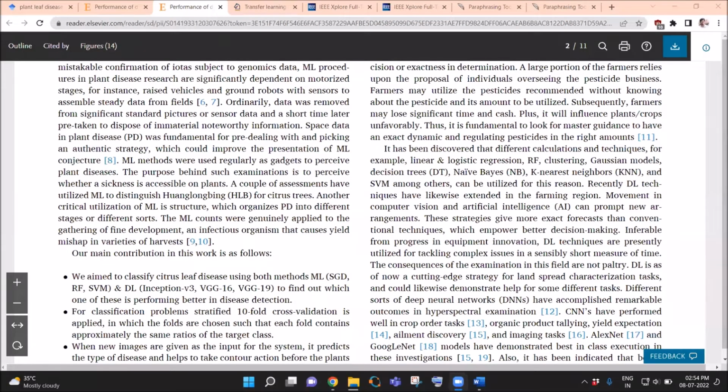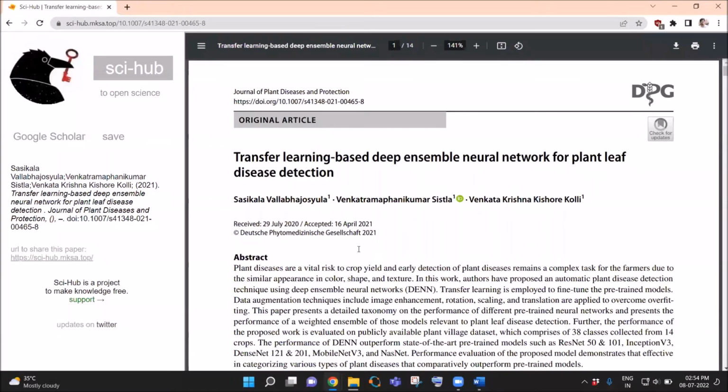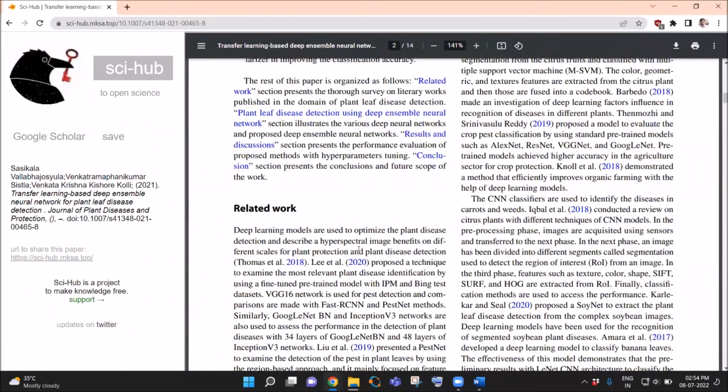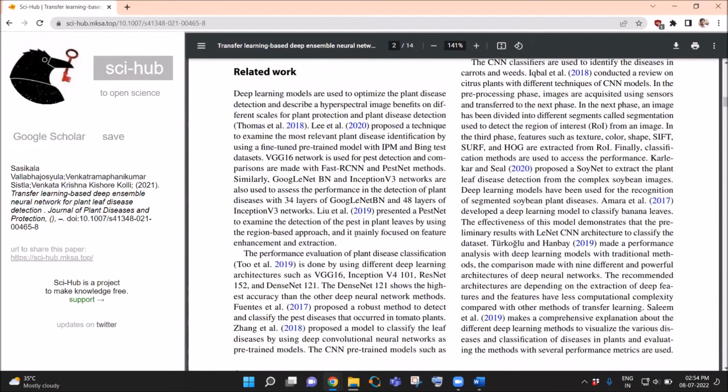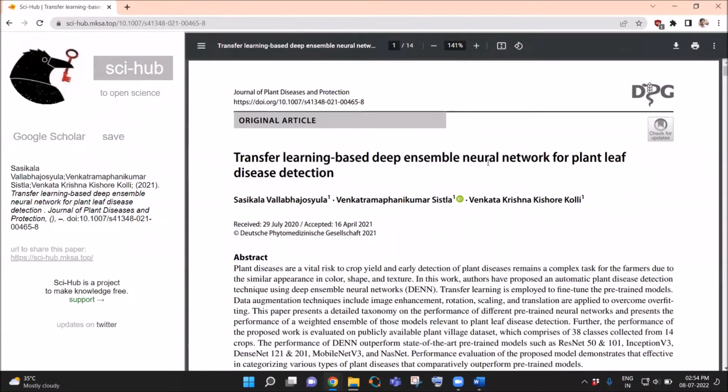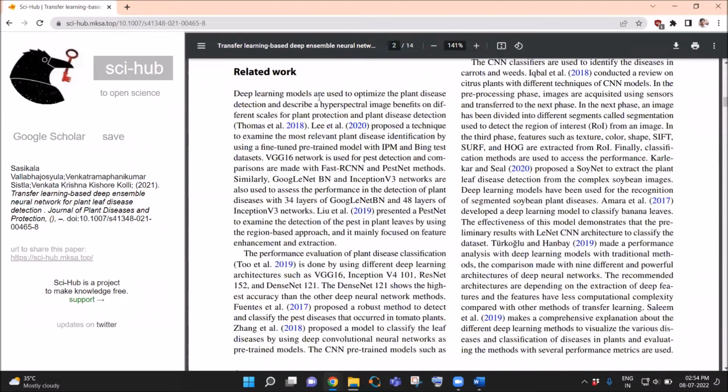Okay, now we will take one paper. We will try to write the related work. So we will start from here. Deep learning models are used to optimize the plant disease detection and describe a hyperspectral image. What is the title? Transfer learning based deep ensemble neural network for plant leaf disease detection. Deep learning models are used to optimize the plant disease detection and describe a hyperspectral image benefits on the different scales of the plant production and plant disease detection.